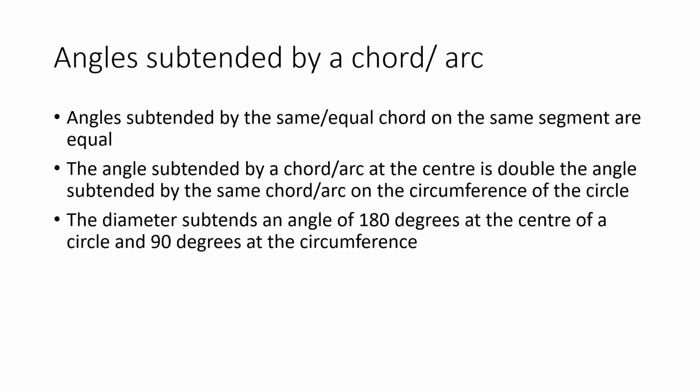And for that reason, the diameter being a special chord, you know, the diameter passes through the center. It subtends an angle of 180 at the center, and consequently 90 degrees on the circumference, because the angle on the circumference is half the one at the center, or the angle at the center is double the one on the circumference. So we are using that property to show you the angles subtended at the center by the diameter and also at the circumference.